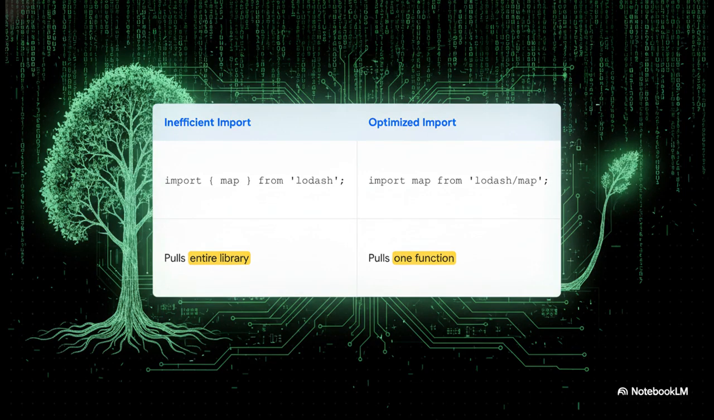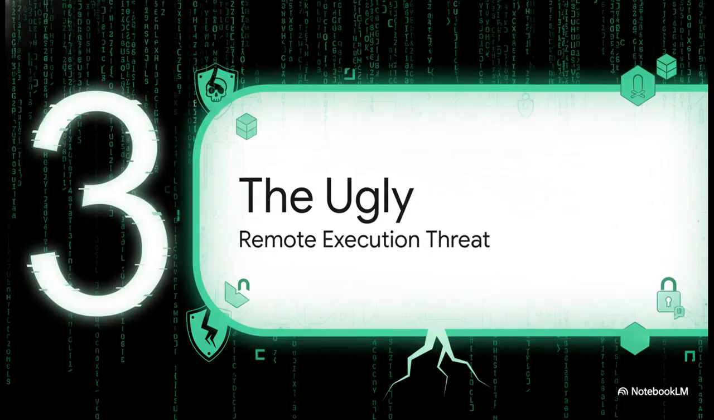Look at this really simple change with the Lodash library. The import on the left pulls the entire 70 kilobyte library into your app, even if you only need one tiny function. But the optimized version on the right pulls in only that single function, which is less than 2 kilobytes. That small change can shave precious seconds off your app startup time, and trust me, that makes a huge difference. But performance issues are just one part of the story.